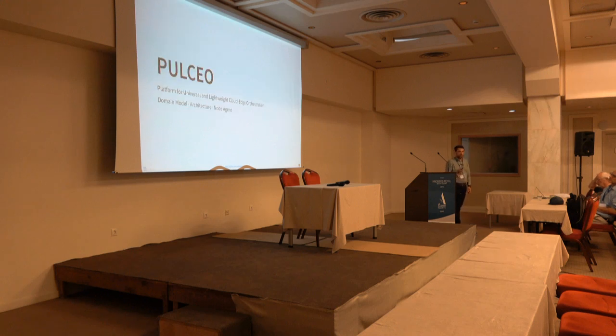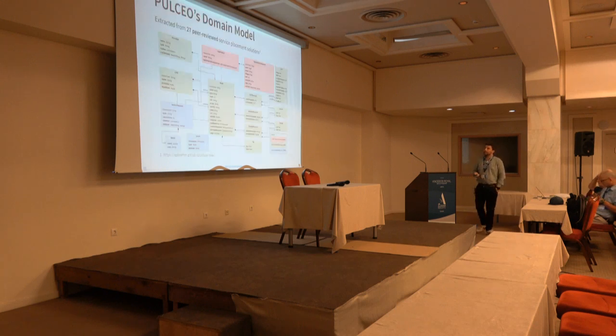And this is exactly the point where our platform comes into play, our platform for universal and lightweight cloud edge orchestration. And this is basically the domain model we extracted from 27 peer-reviewed scientific papers about service placement. So the details are not that important really. So we have nodes. Nodes have a set of metadata like location, group, country, and so on, and those nodes are connected via links. If you remember the first slide, we had just this topology, right? Connected via links.